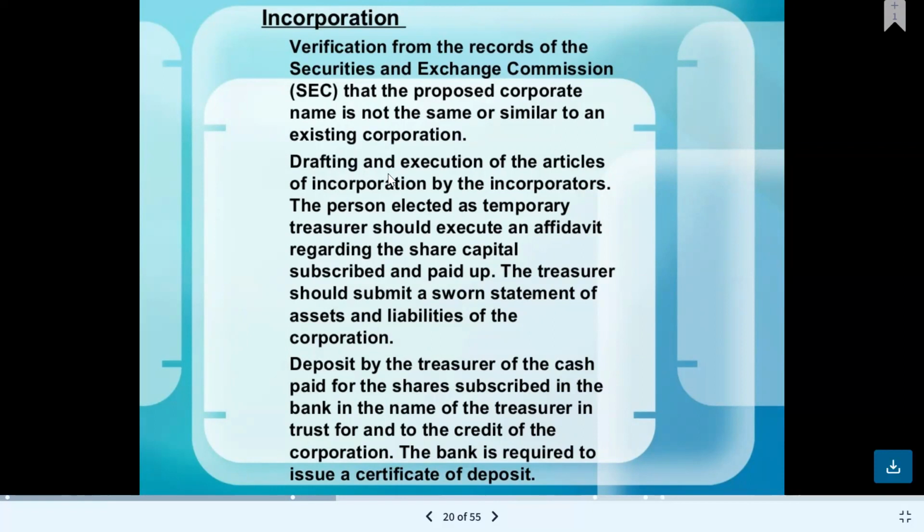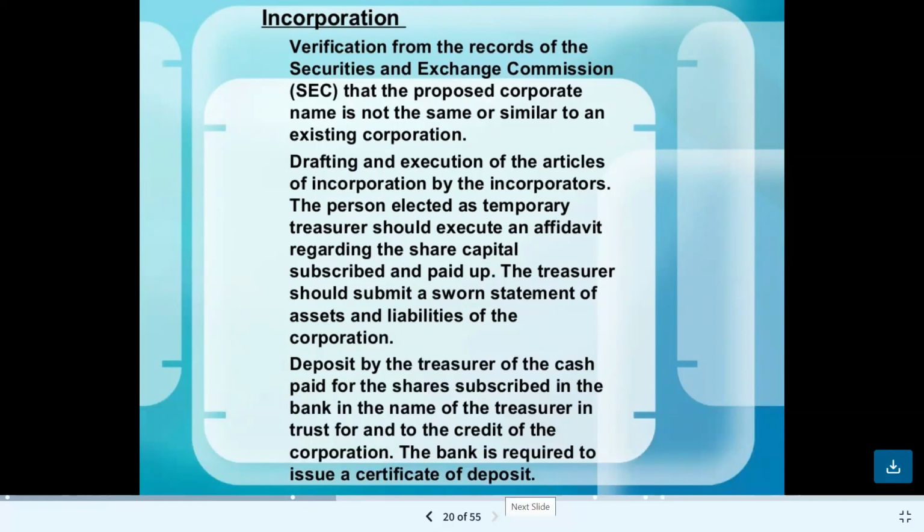And drafting and execution of the articles of incorporation by the incorporators. The person elected as temporary treasurer should execute an affidavit regarding the share capital subscribed and paid up. The treasurer should also submit a sworn statement of assets and liabilities of the corporation. Deposit by the treasurer of the cash paid for the shares subscribed in the bank in the name of the treasurer, in trust for and to the credit of the corporation, and the bank is required to issue a certificate of deposit. This is a requirement by SEC.